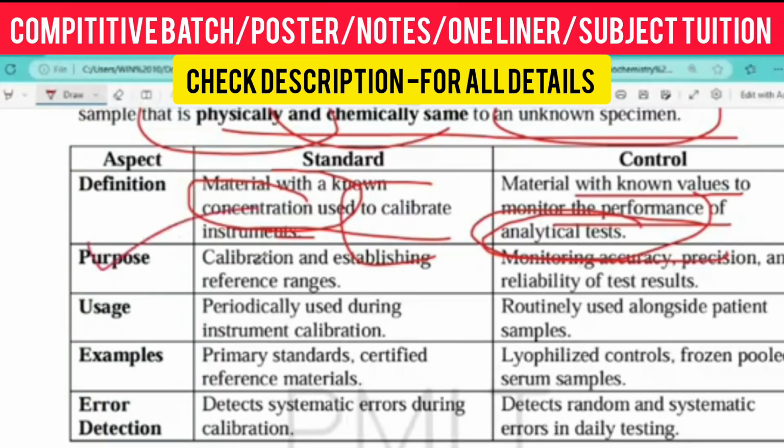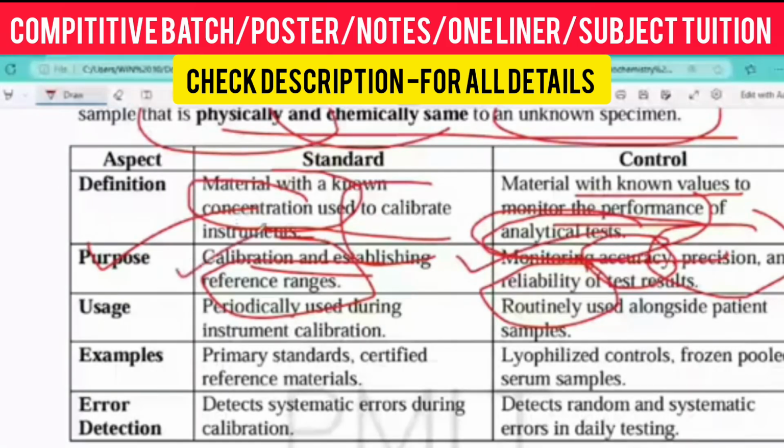The purpose of the standard is calibration and establishing a reference range. Without using the standard, you will not establish the reference range, and you will not get the normal range either. Control basically monitors the accuracy, is it accurate or not, the precision, is it reproducible within a particular time or not, and the reliability, is it dependable or believable or not. Control monitors these things, and standard calibrates the machines and establishes a reference range.